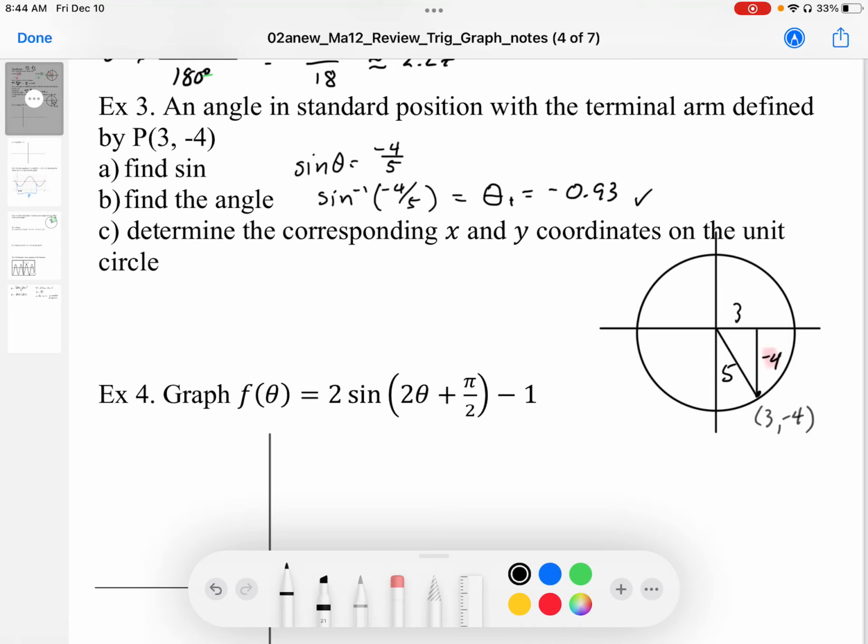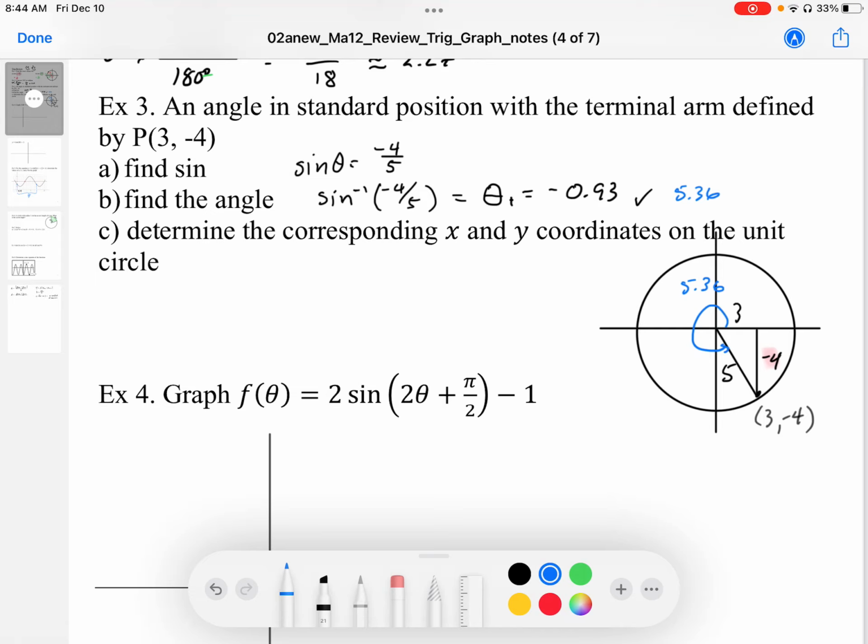There's nothing wrong with this angle, but if I were to find the positive version of this angle, it's going to be 5.355. So I'm going to round that to 5.36 radians, and that's in quadrant 4. So the -0.93 is correct. The 5.36 is the same position. It is a coterminal angle.